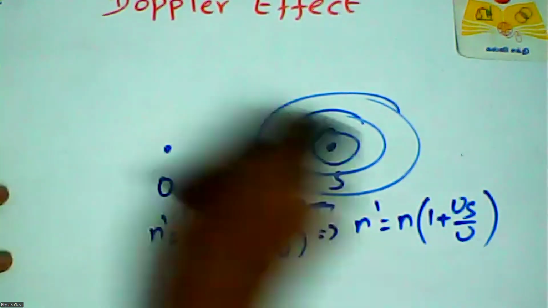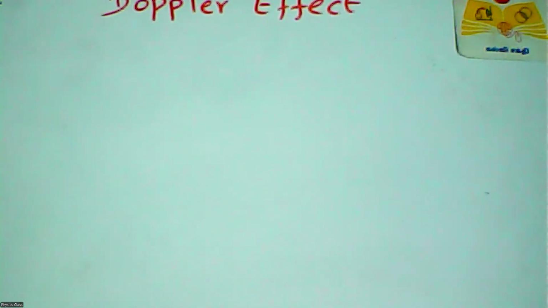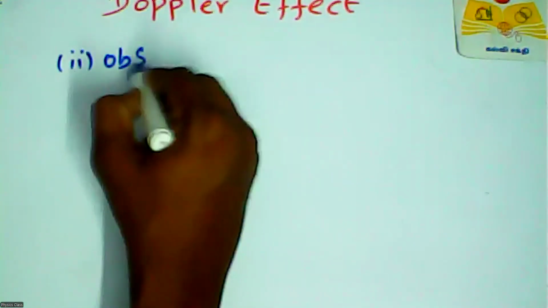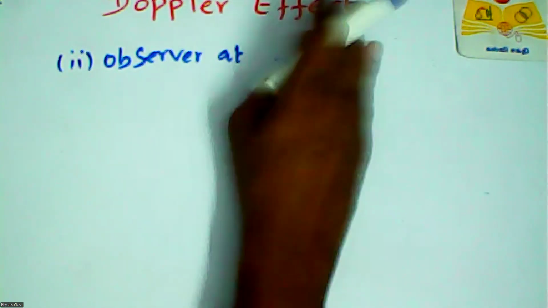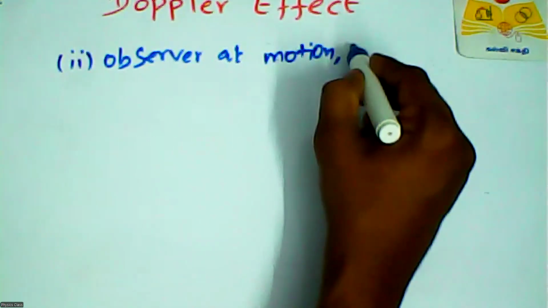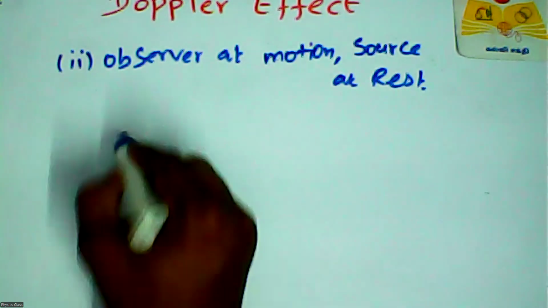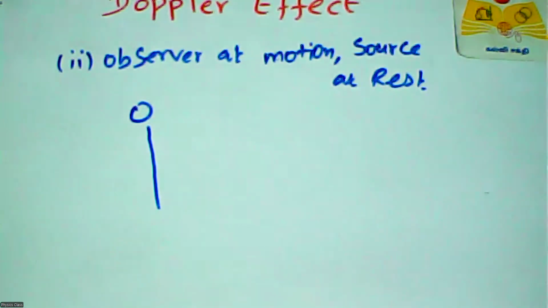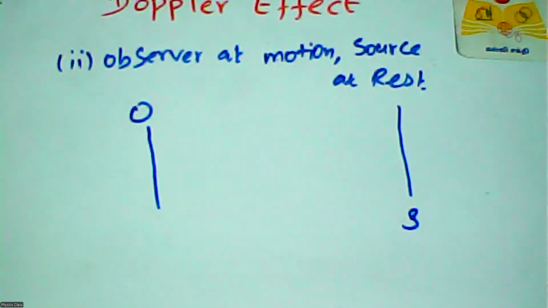Now we will go to another case. Another case: observer in motion, source at rest. So the second case, observer in motion and source at rest. Here is the observer, and here is the source. We don't need to label the source as S1 or S2 because the source is fixed, so we simply label it as S.